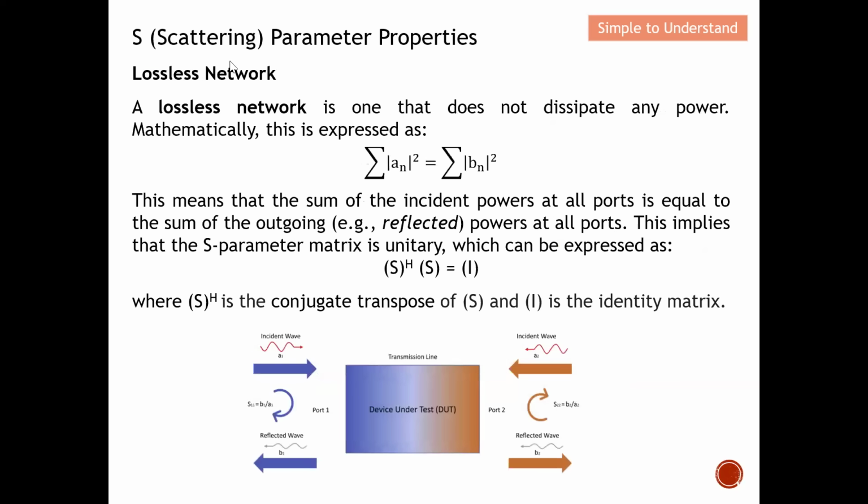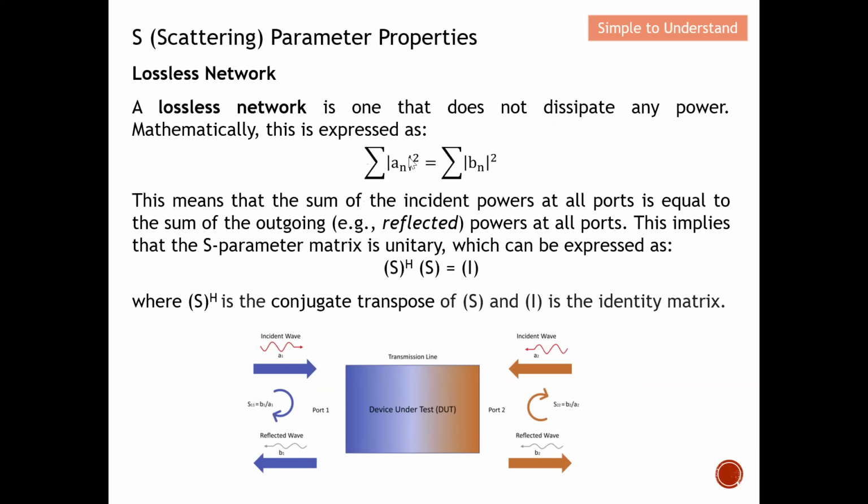Next will be the lossless network, which means that there is no loss. Everything that goes in, everything will go out. So this is the ideal world, but this is not feasible. But let's quickly understand what a lossless network is. A lossless network is one that does not dissipate any power. Mathematically, this is how it is expressed.